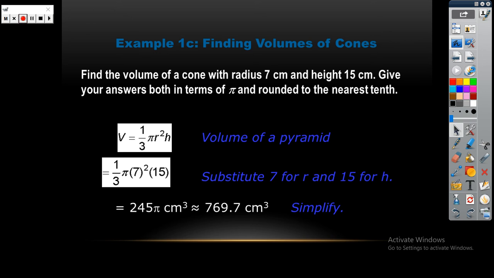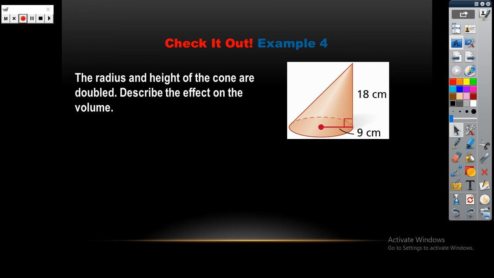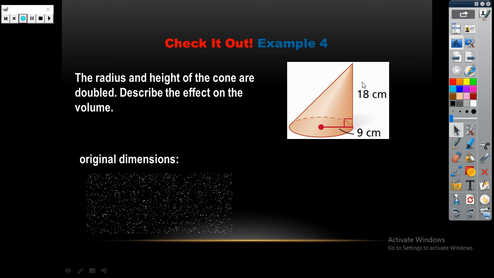769.7 centimeters cubed. The next one says the radius and height of the cone are doubled. Describe the effect on the volume. So again, I need to find the original dimensions and then the dimensions after they're doubled, after they're multiplied by 2, okay? The original dimensions: the radius is 9 and the height is 18 centimeters.